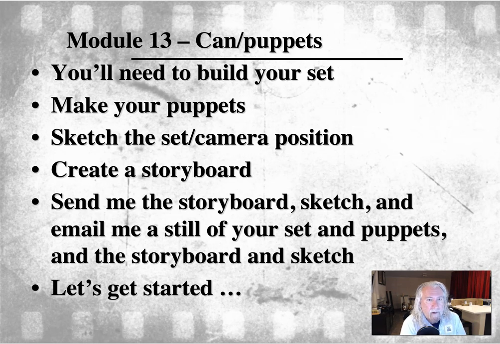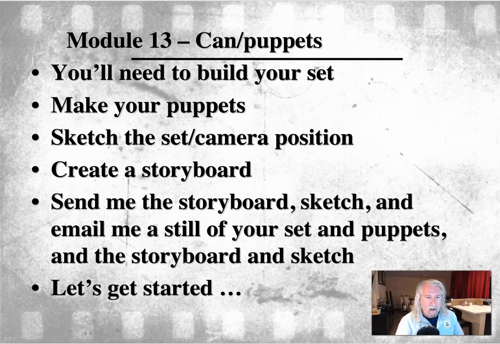So you're going to need to build a little set. You're going to need to build your canned puppets. And then once you kind of see what you have and you move them around in that space, then you're going to go to a piece of paper and sketch it out. I have an example for you. And then you're going to create a storyboard for how you want to shoot this scene.